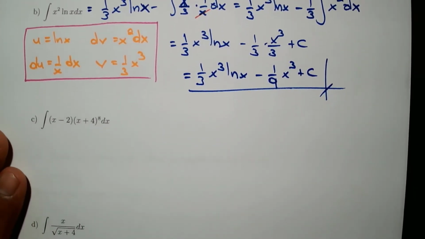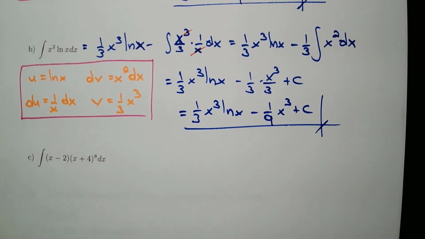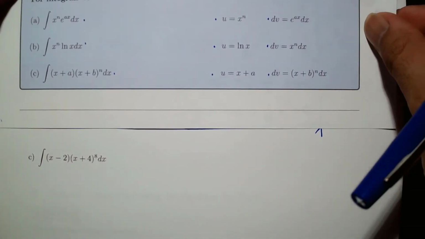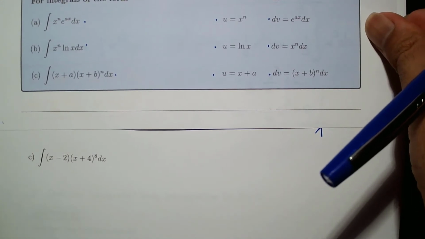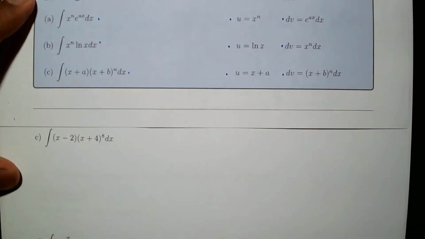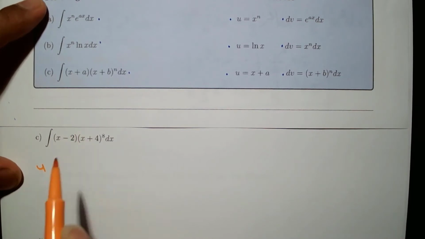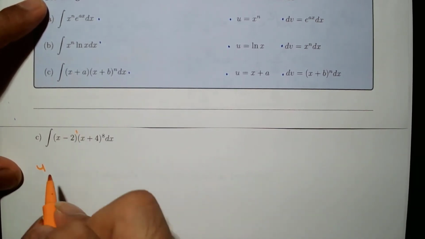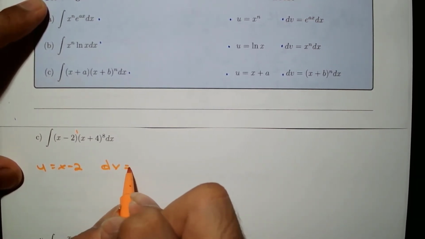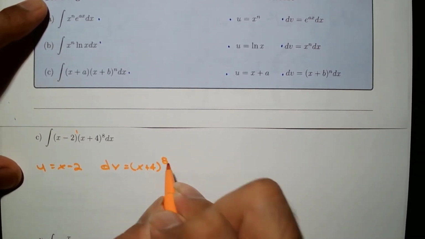Now, let's look at another example. So for letter C, let's compare that with the table from the previous page. If we compare, notice how it looks like letter C from the table precisely, right? So in this case, we are going to take u, the factor that doesn't have any power. Well, there is an invisible power, a power of 1, and dv will be the x plus 4 to the 8th power.